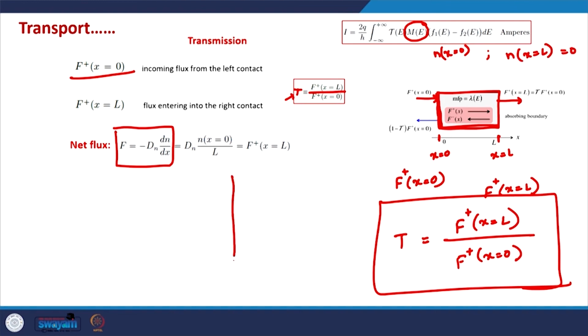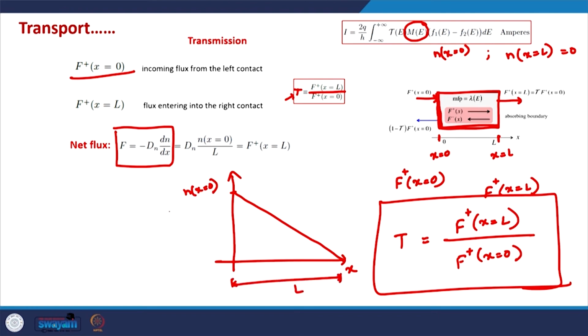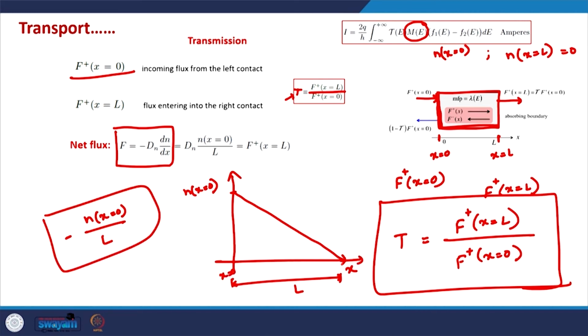So if we plot the number of excess electrons as a function of channel length, this is how it drops. On the left side it is N(x=0), on the right side it is 0, and this is the channel length. The gradient of charge carriers in this device becomes N(x=0) by L, or actually the negative gradient, if this is the x equal to 0 point and this is the x equal to L point. This becomes the gradient of the excess charge carriers in the MOSFET.